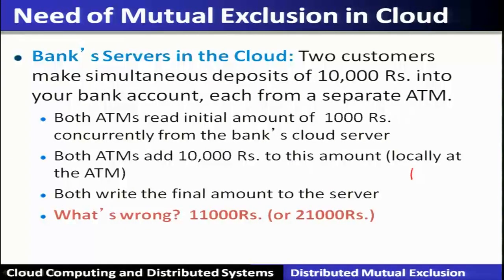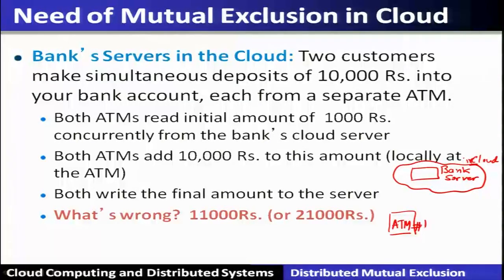Now here this is the bank server, and this is there in the cloud. This is ATM 1, and this is ATM number 2. It has initially 1,000 in its account. Now both of them read this value, and both will see the balance as 1,000.